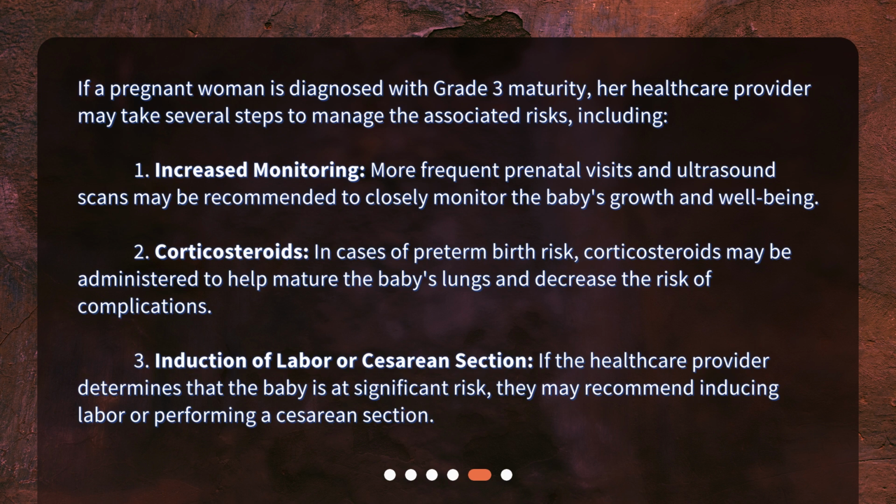2. Corticosteroids. In cases of preterm birth risk, corticosteroids may be administered to help mature the baby's lungs and decrease the risk of complications. 3. Induction of labor or cesarean section. If the healthcare provider determines that the baby is at significant risk, they may recommend inducing labor or performing a cesarean section.